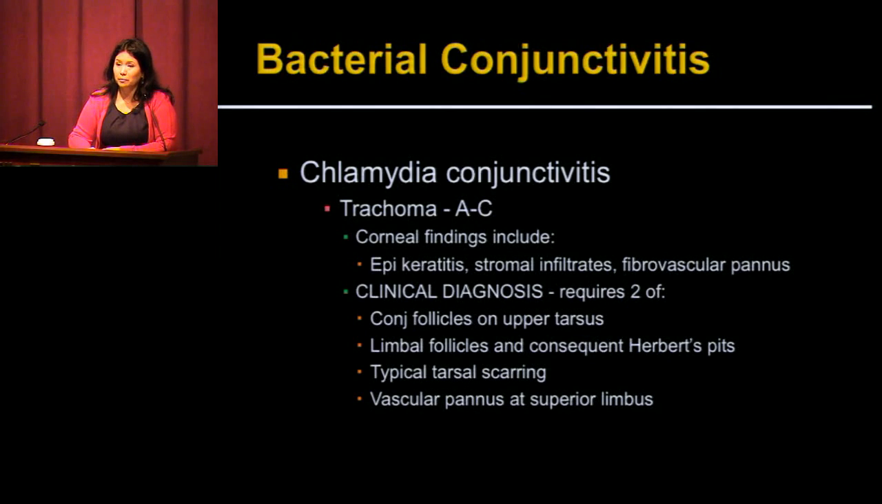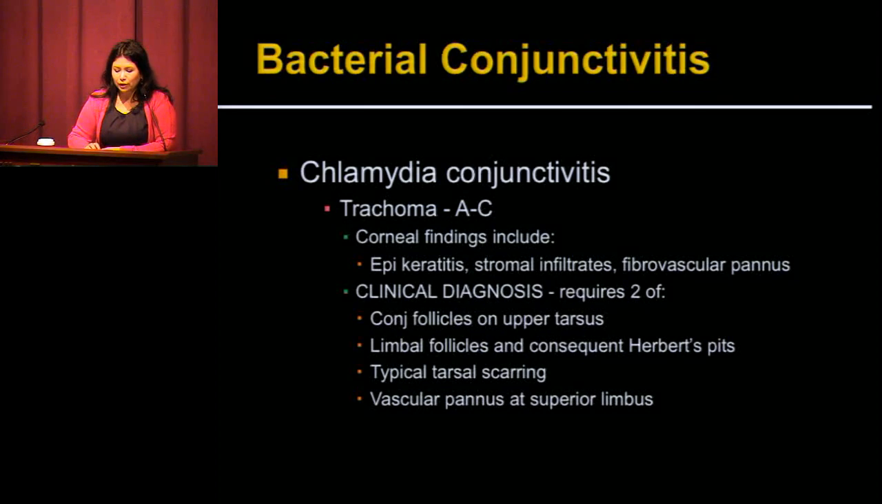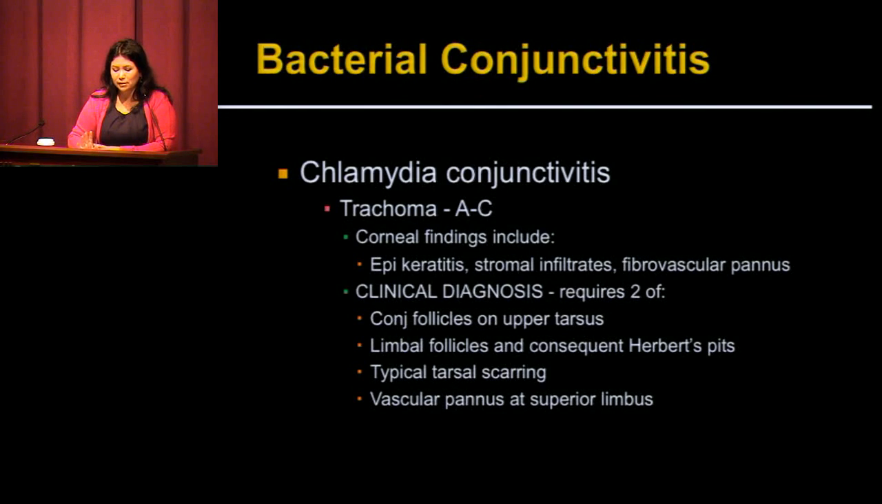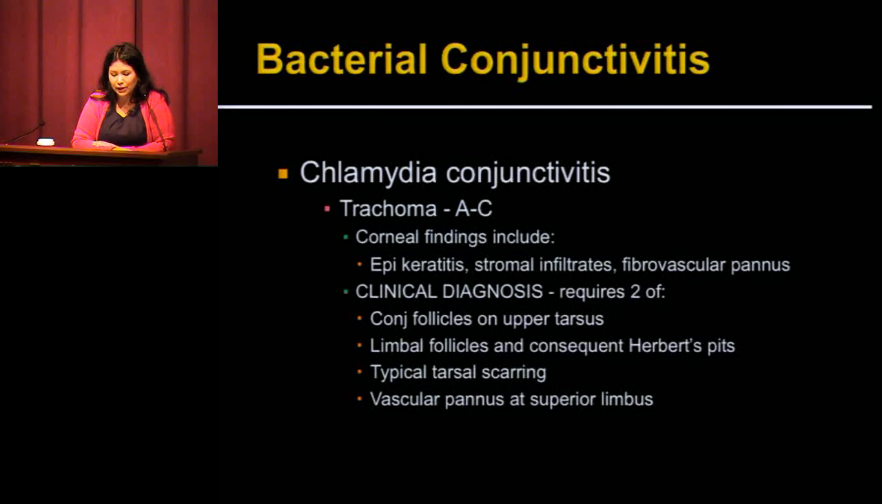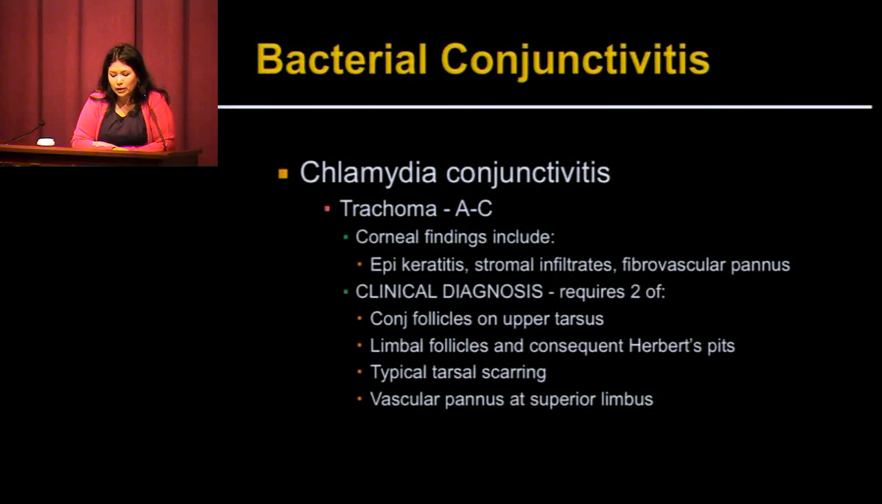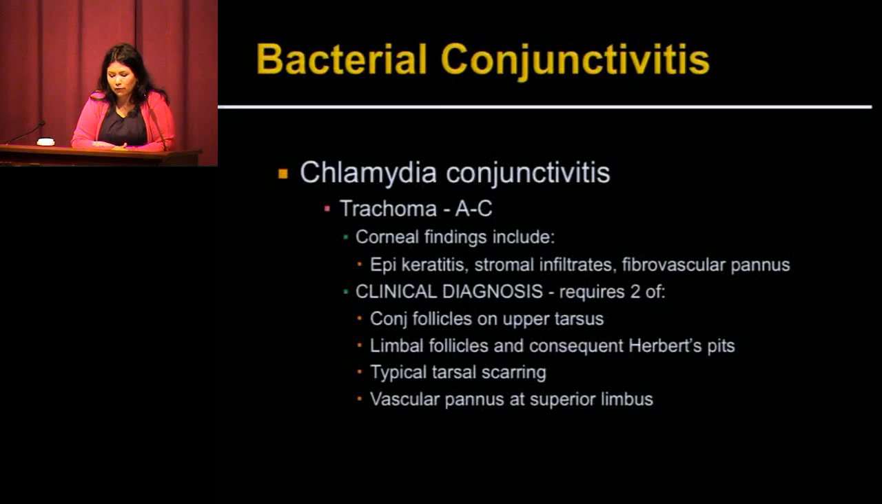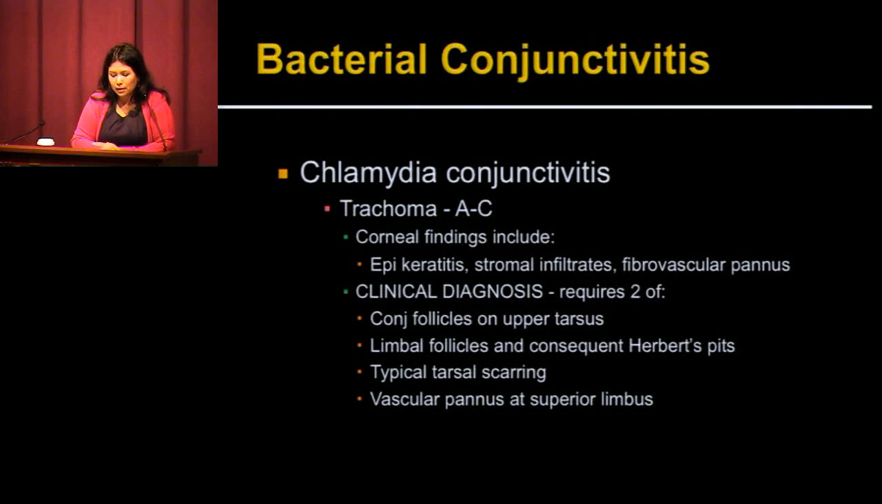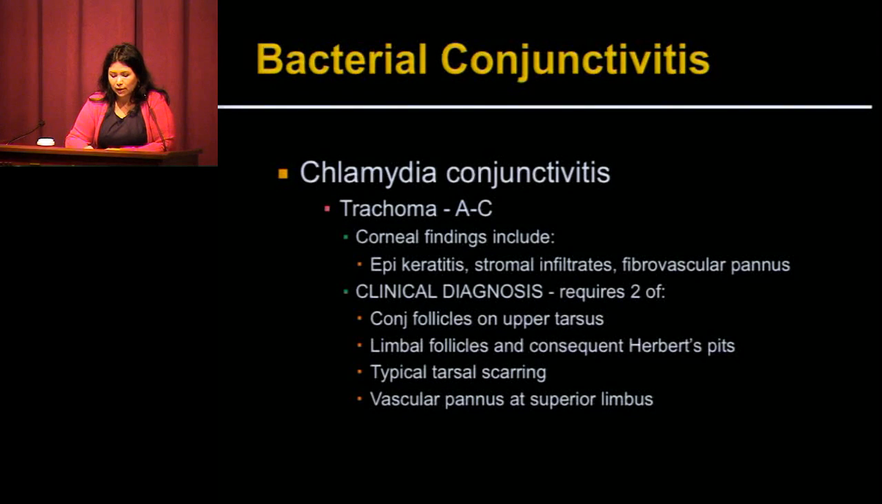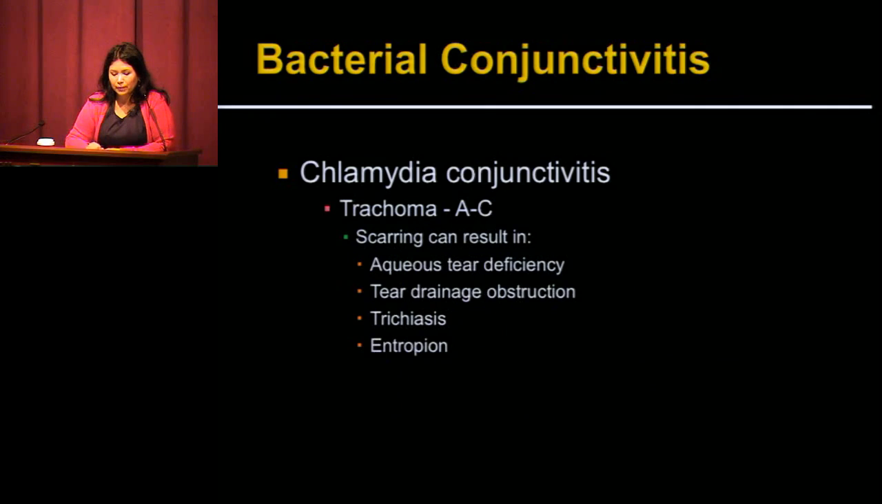You can get fibrovascular pannus. Do you know where that is? Superior, inferior? It's mostly superior. The clinical diagnosis requires 2 of those because this is not something that we often biopsy or test for in trachoma. But you need 2 of the following: conjunctival follicles on the upper tarsus, limbal follicles, and Herbert's pits. You can get, if you find Arlt's line, that's another criteria, and vascular pannus at the superior limbus.